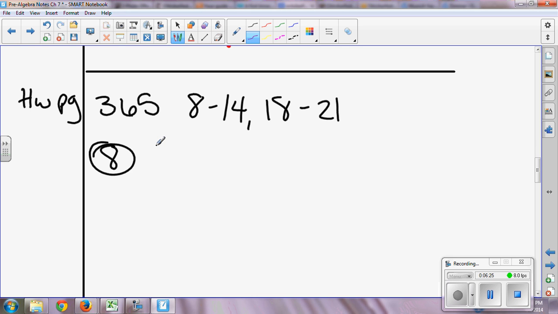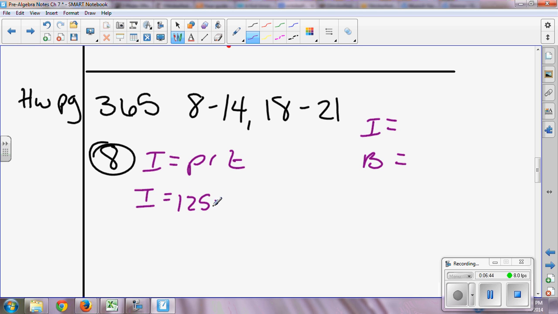On page 365, starting with number 8, for an account that earns simple annual interest, find the interest and the balance for what they give us. They give us the principal, rate, and time, so interest equals PRT. We're looking for the interest in this case. I can put in my principal of $1,250. I can put in my rate, 0.04, because I had to change it over to a decimal. My time of 10 years, and I put this in my calculator, 1250 times 0.04 times 10, and I get $500, so I have interest of $500.